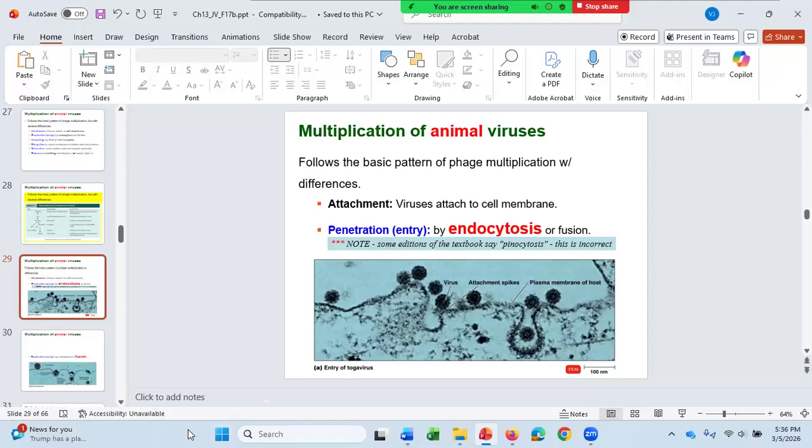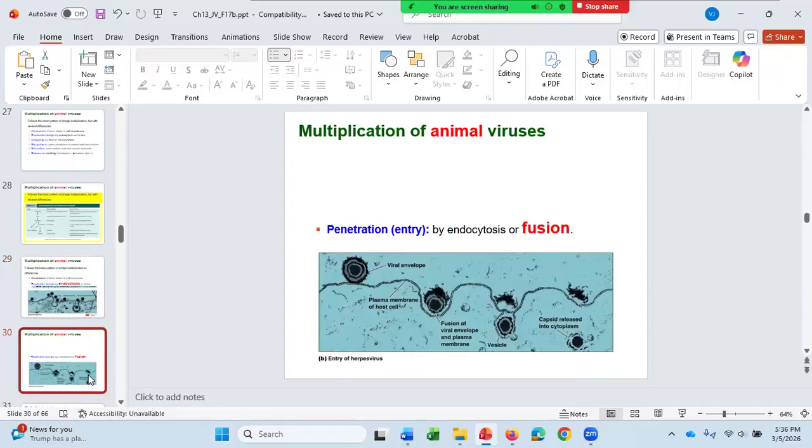The other thing that can happen, I don't think I have a picture of that. Not really, that's really endocytosis. So let me draw it in Paint.